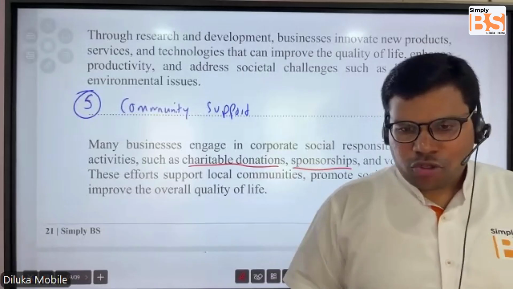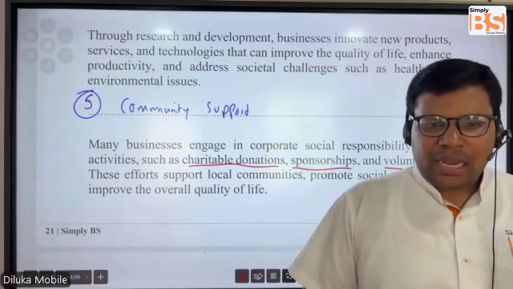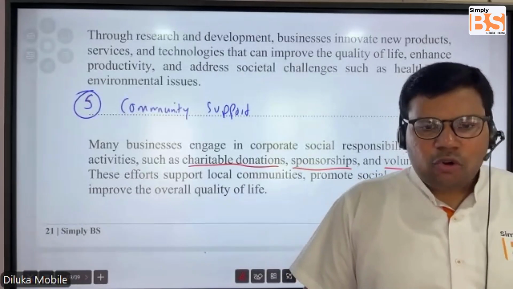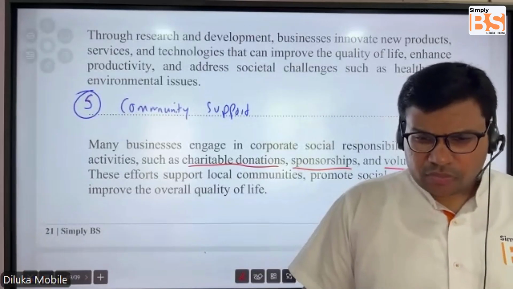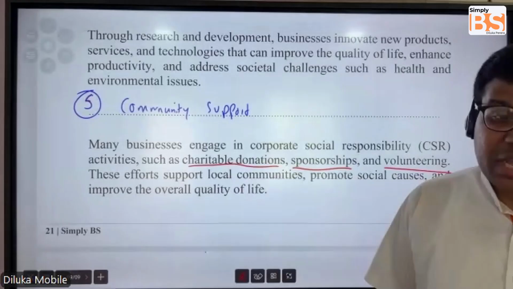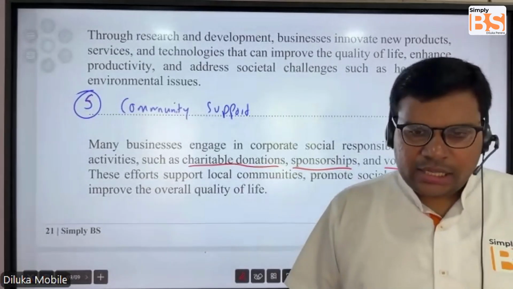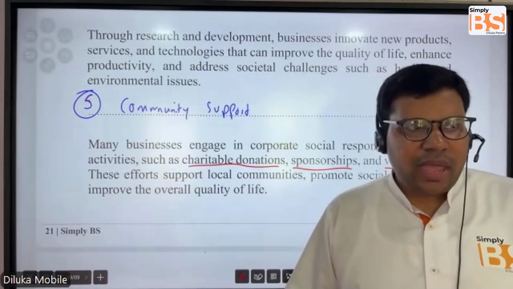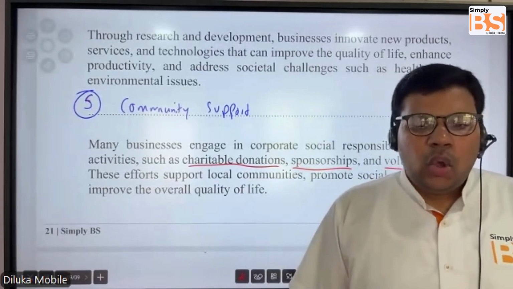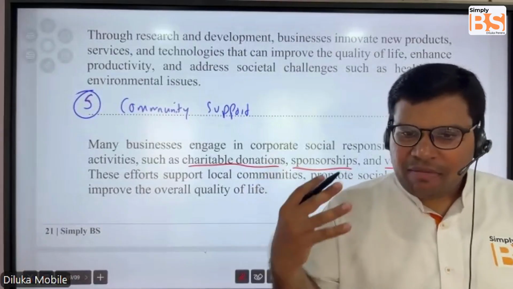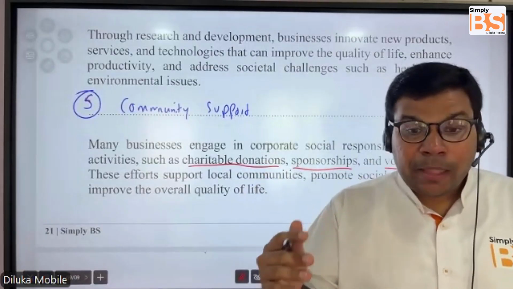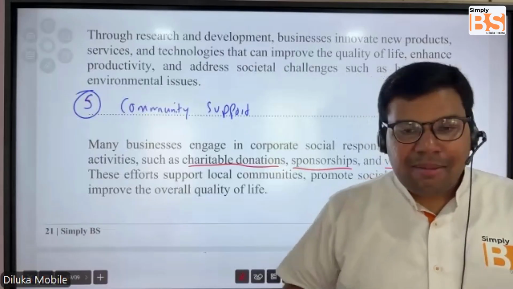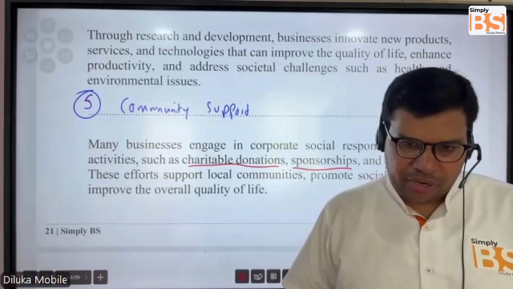I told you earlier also, a business organization will have a main aim to make profits, but on top of it, they will have to do something for the betterment of the society. So voluntarily they give a lot of donations. There have been ample instances in Sri Lanka in the past where private business organizations have donated millions and billions of rupees to improve the infrastructure facilities of the country.